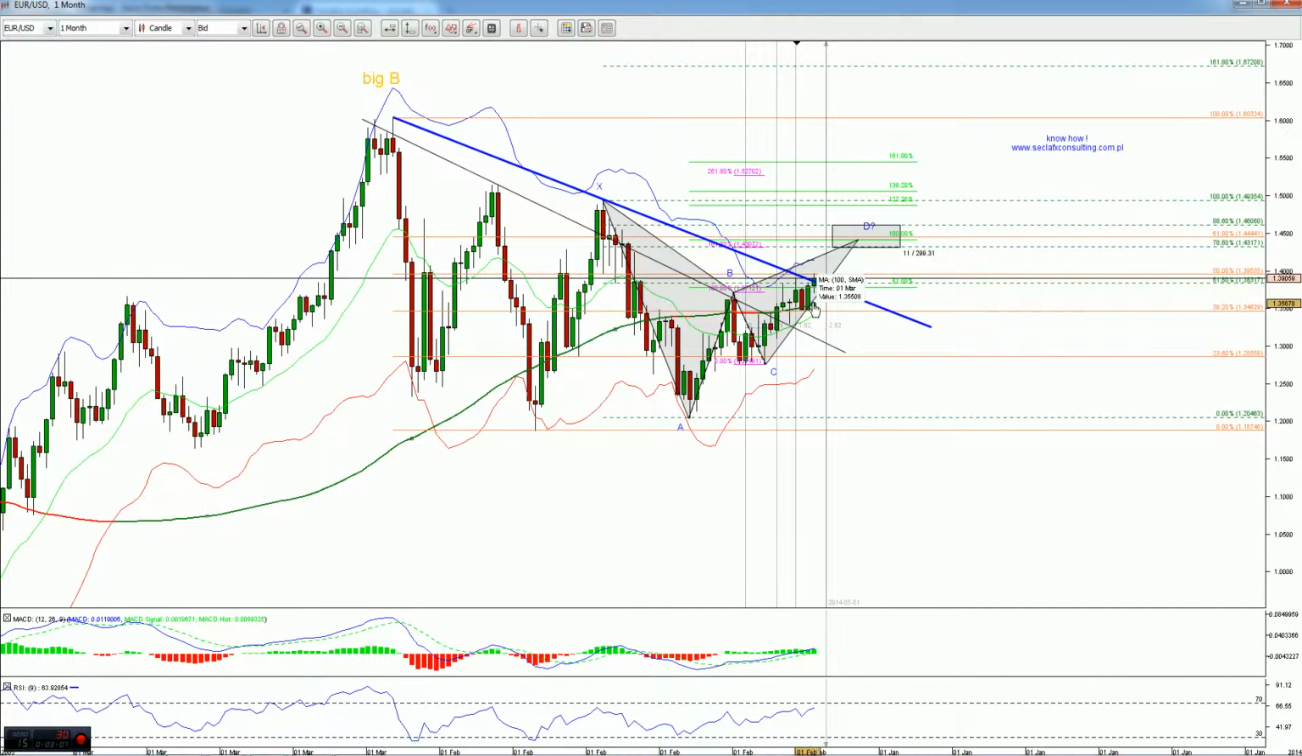The point is that we are above the Bollinger Middle Band, and we are above the moving average 100, and we are most probably heading to the Bollinger Upper Band.